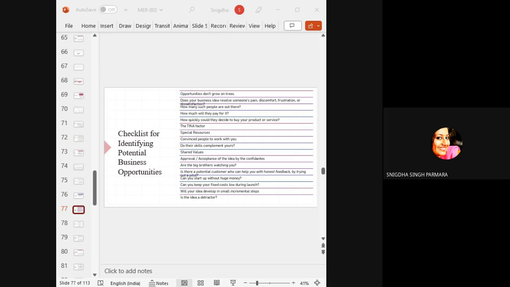Now, special resources. Do you have privileged access to some special resources? Those special resources could be some skill, could be some natural resources, it could be money, it could be access to customers, it could be technology, it could be the location, it could be the salesmanship, any kind of special resource that you have, because that's going to provide you the competitive advantage, that's going to provide you an edge over your competitors.